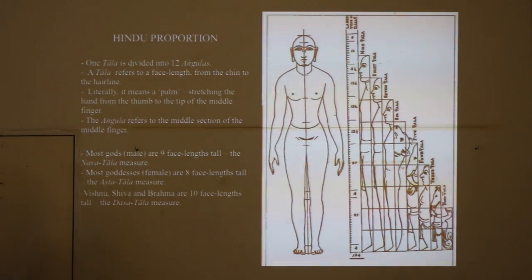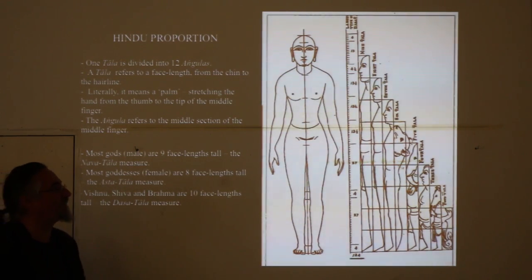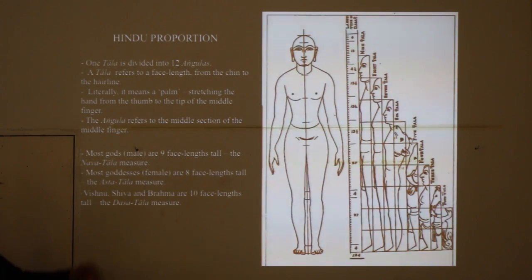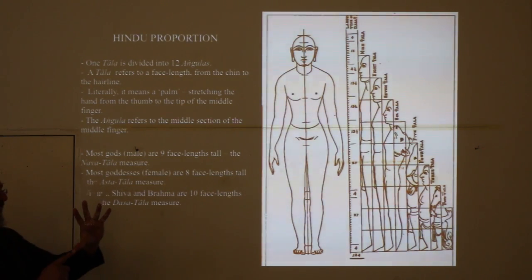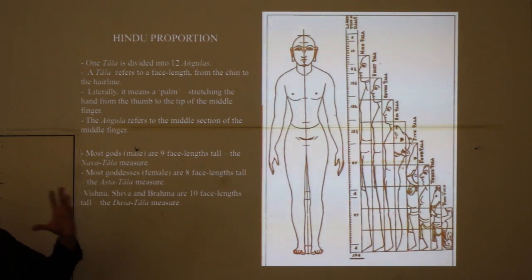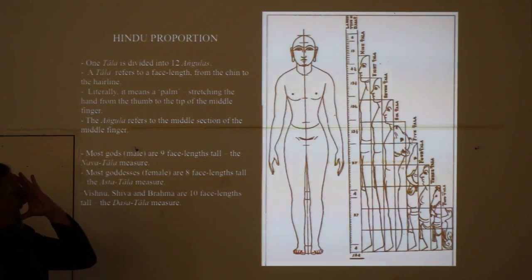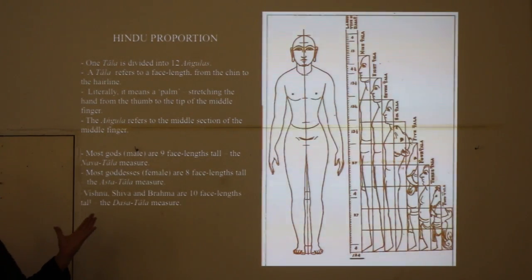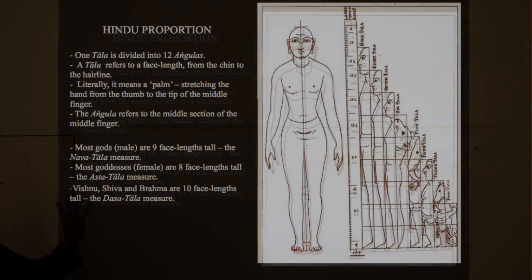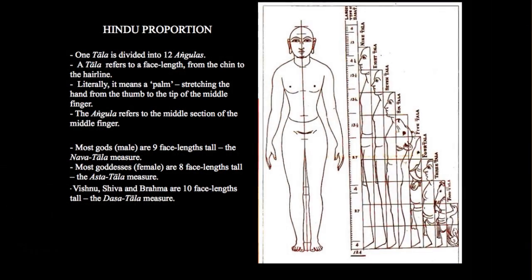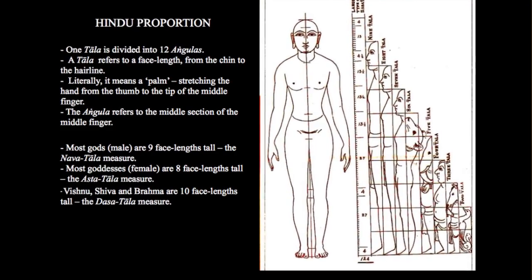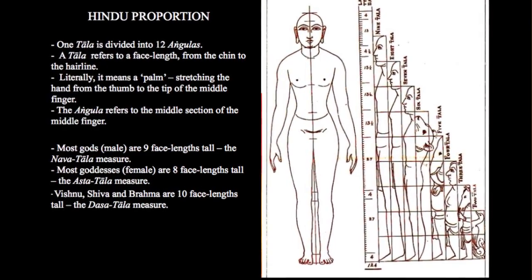What I can tell you is that the Hindu system of proportion uses something called the tala, and the tala is divided into 12 angulas. Now, the tala basically refers to a face length, from the hairline to the bottom of the chin, but also if you take your hand and you measure from the thumb to the edge of the third finger, you'll find that that measure is basically the same as a face length. So that's why tala means palm, the stretching of the hand from the thumb to the tip of the middle finger. And angula actually refers to the middle section of the middle finger. So it's a finger length.